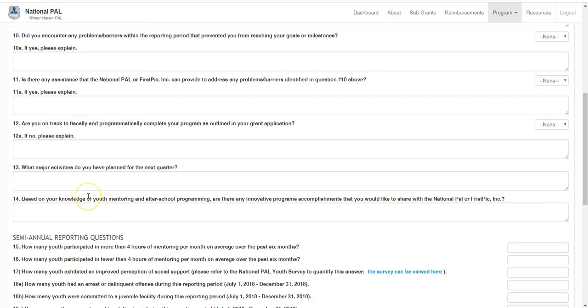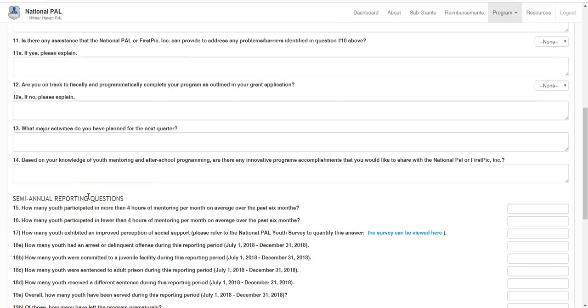Number 12, are you on track to fiscally and programmatically complete your program as outlined in your grant application? Kind of the same process here. I'm sure folks are catching on at this point. You can indicate as you would if you're running programming through the month of December. If you finished up already, you can simply answer yes, and then put NA in 12A.